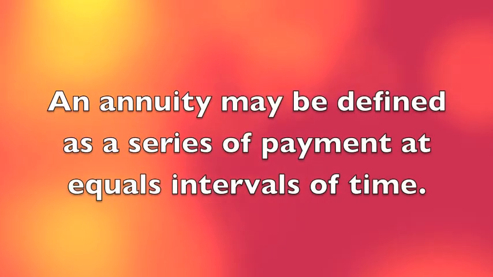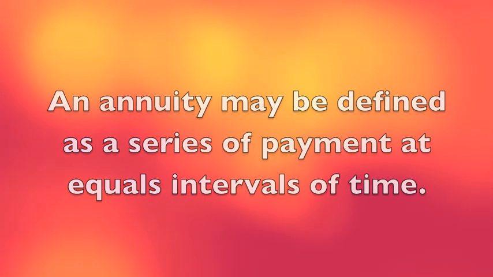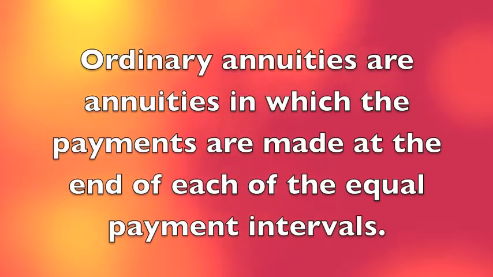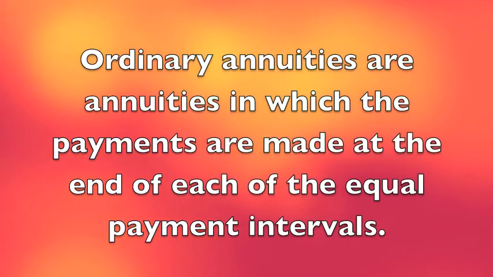An annuity may be defined as a series of payments made at equal intervals of time. Ordinary annuities are annuities in which the payments are made at the end of each of the equal payment intervals.